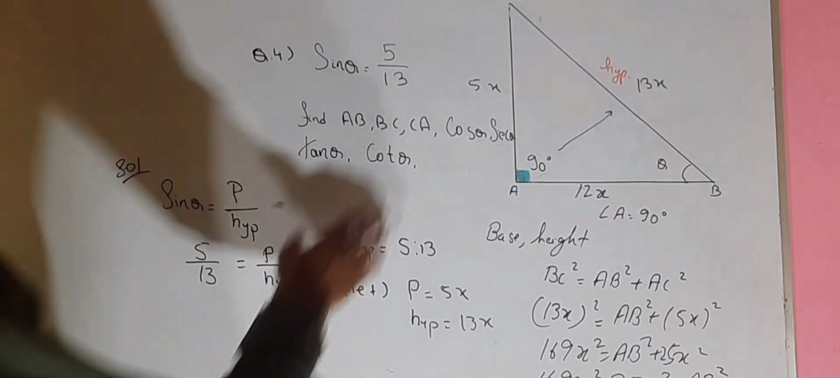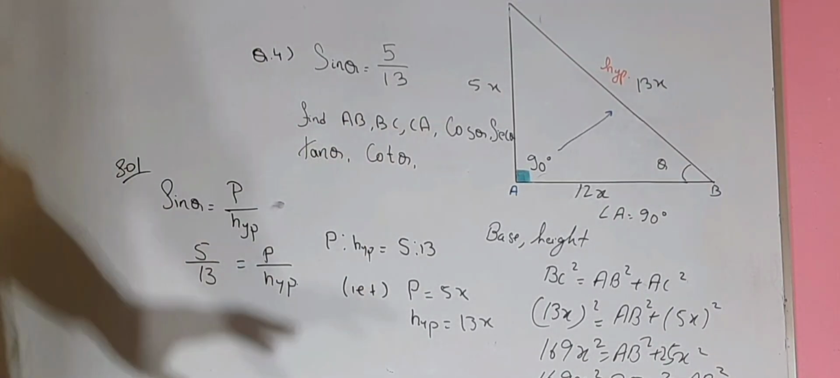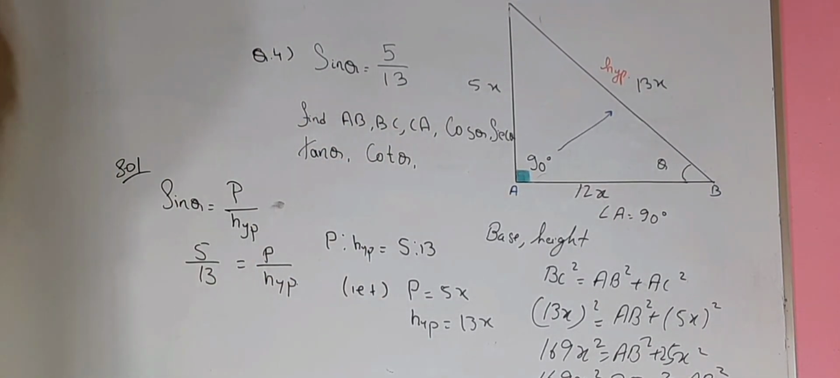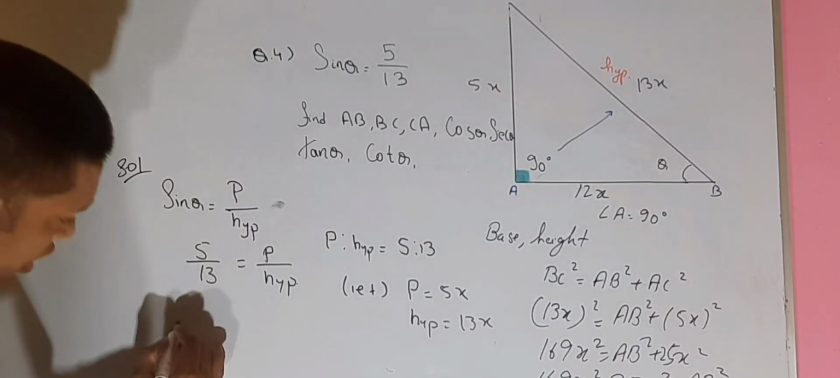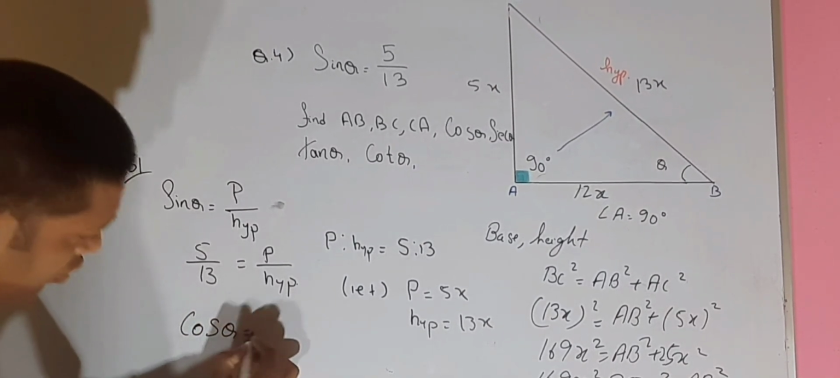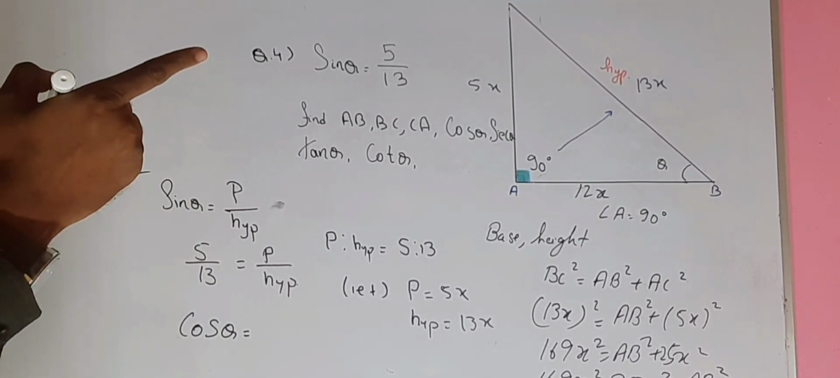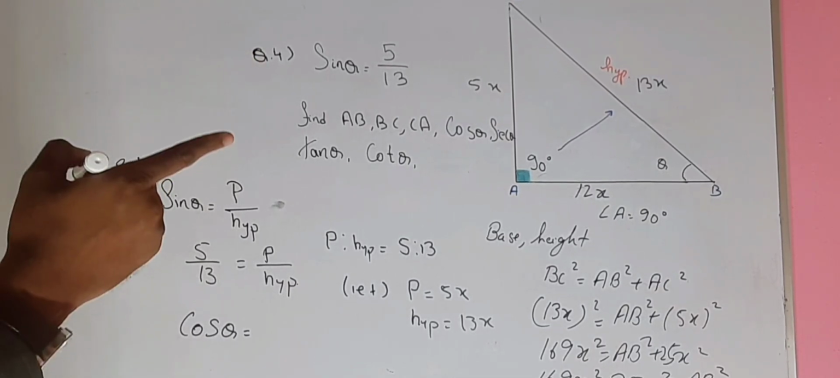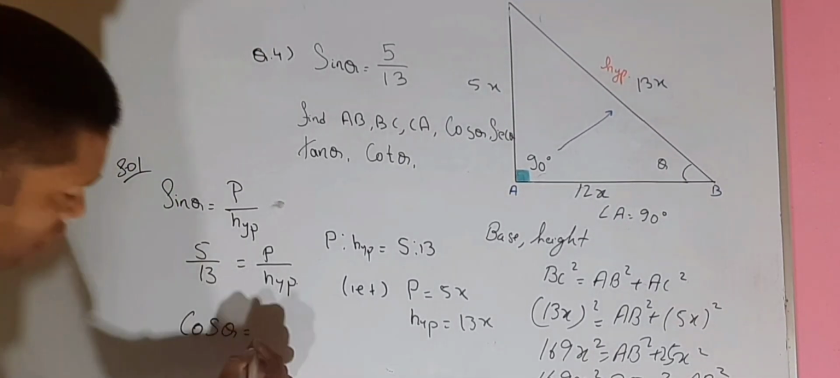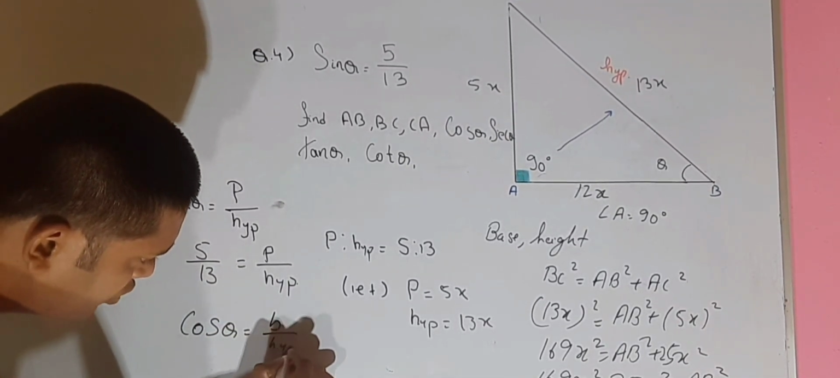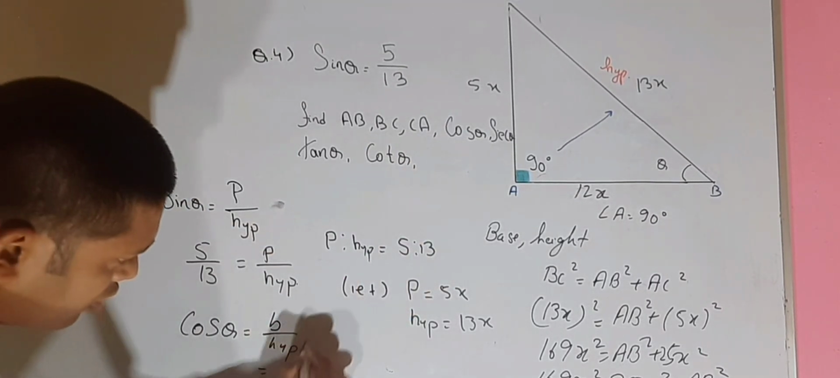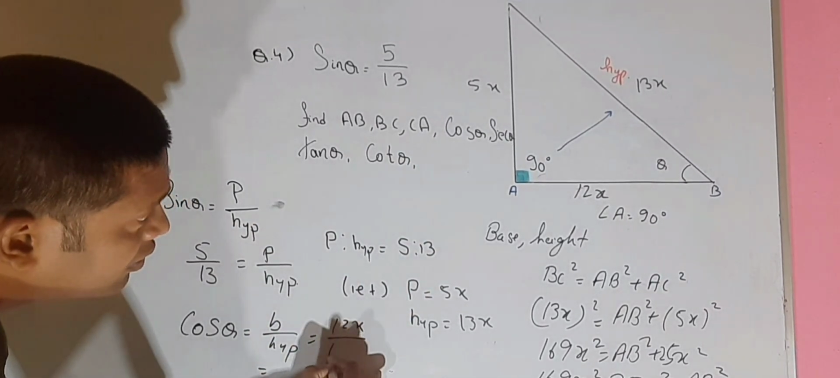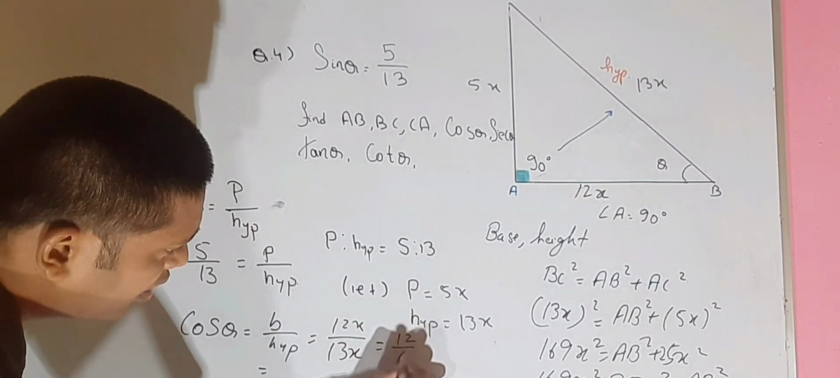So what else we need? AB, BC, CA, we got all the values in the ratio form. So cos theta we have to find out. What is the formula for cos theta? Sir, that is base by hypotenuse. Okay. So base by hypotenuse. So base is how much? Base means 12x. So 12x by 13x. So answer is 12 by 13.